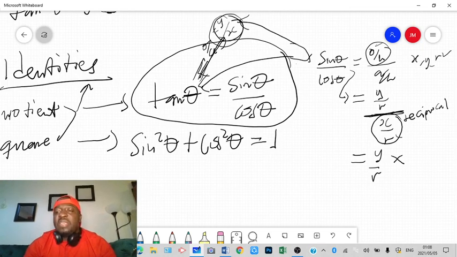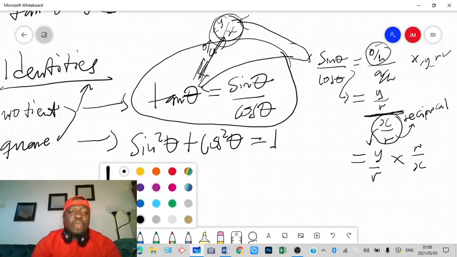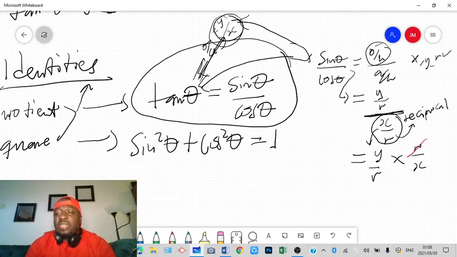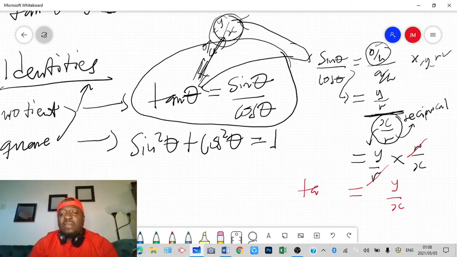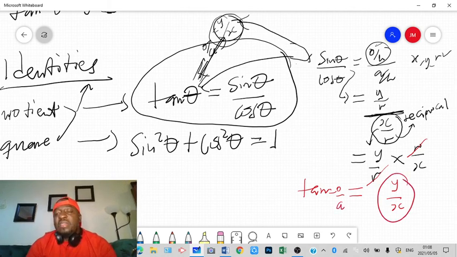Reciprocal means the arrow comes up and the x goes down, meaning r becomes the numerator and x becomes the denominator. So we're going to have r over x. From here we can see that I've got r on top and r at the bottom. I can cancel, meaning I have y over x. I said tan theta is equal to opposite over adjacent, which is y over x.